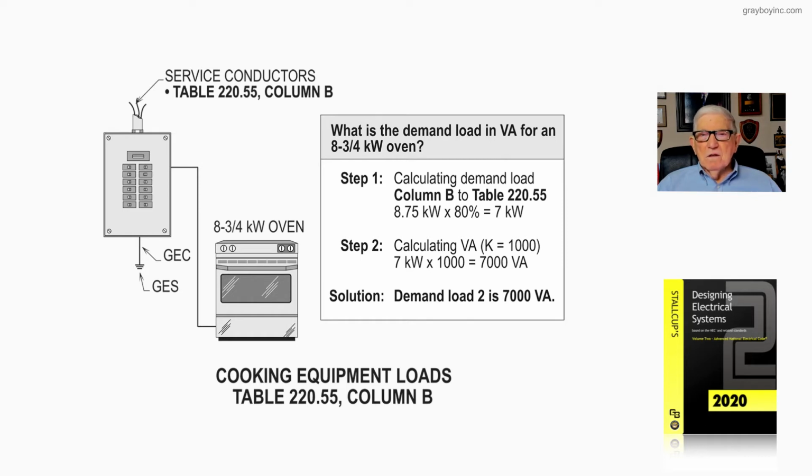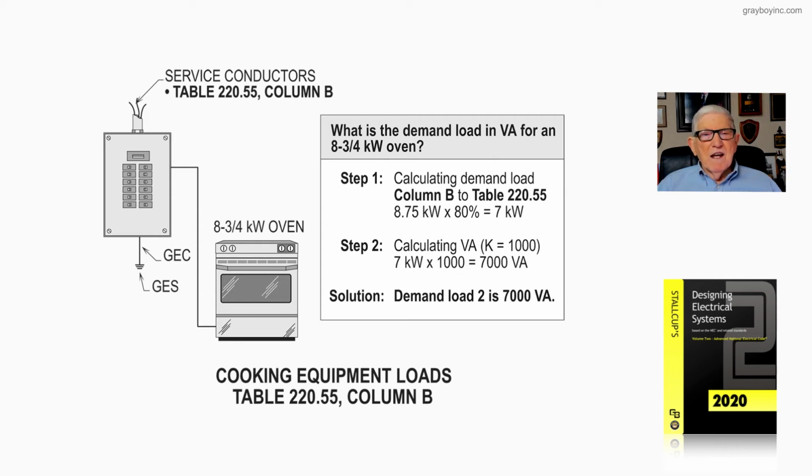Now applying step 1, column B to table 220.55 in that column for this size unit would give us 80%. So 80% of 8.75 kW is 7 kW. Again, to get rid of the K, we use 1,000, so 7 kW times 1,000 would be 7,000 VA when we can convert it to VA like the NEC requires us to do. So the demand load would be 7,000 VA.